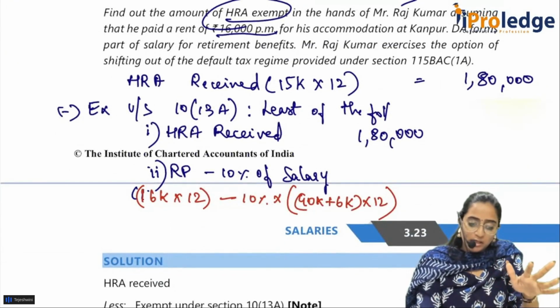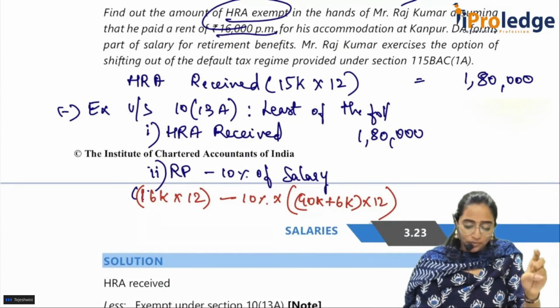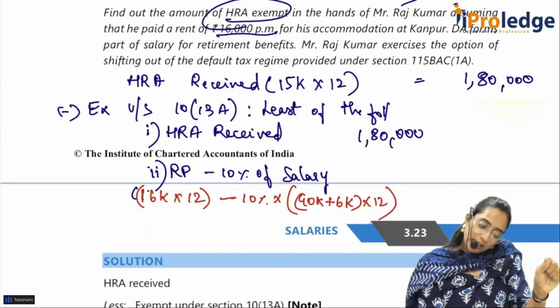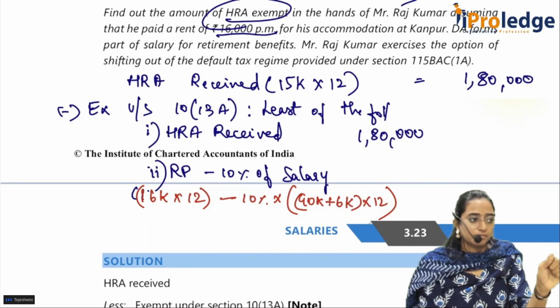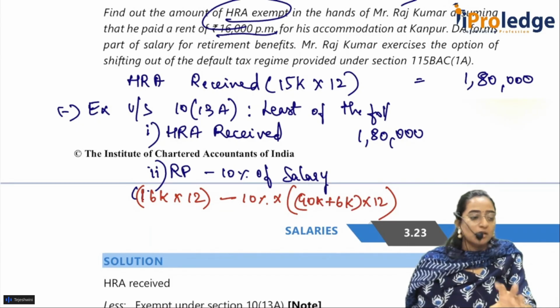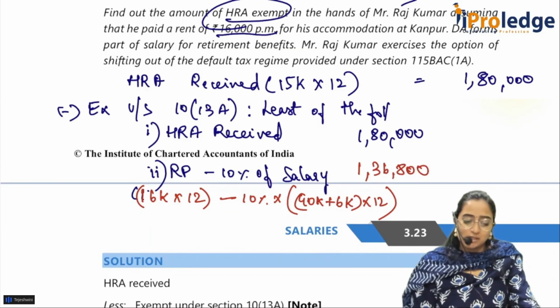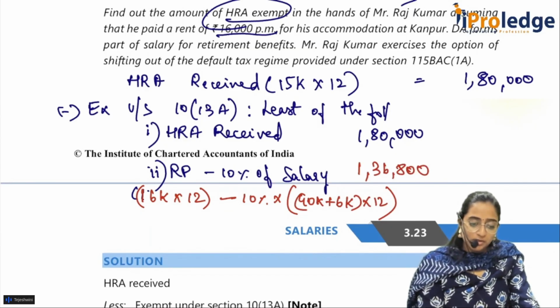So tell me, what is the ultimate outer column amount, people? 40,000 plus 6,000, 46,000 multiplied by 12, 5,52,000 minus 10% of this amount. Okay, tell me what is the outer column amount over here. Everyone got the same amount, people? Just a simple calculation, no complications.